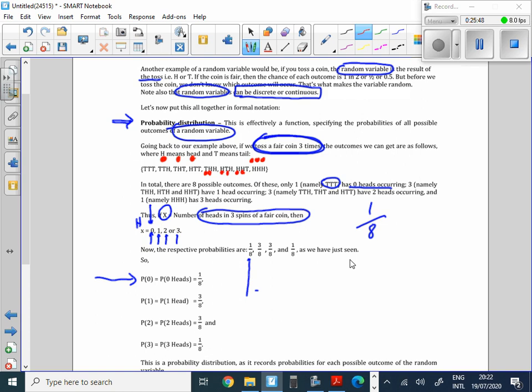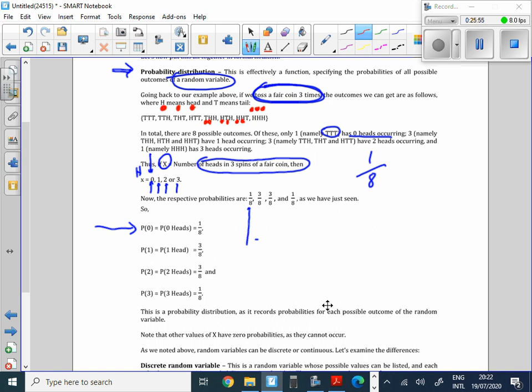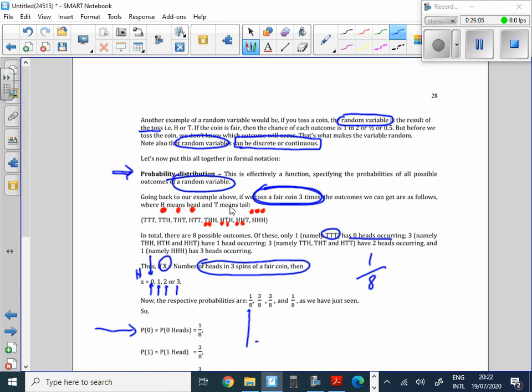And by the way, guys, you've just covered probability distributions. What the probability distribution does for us is it records the probabilities for the possible outcomes of the random variable. What's the random variable? Very important. In our case, the random variable in a toss of a coin is the result of the toss. In other words, heads or tails.